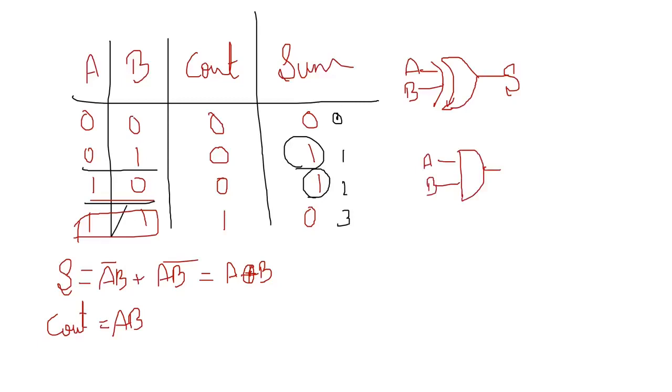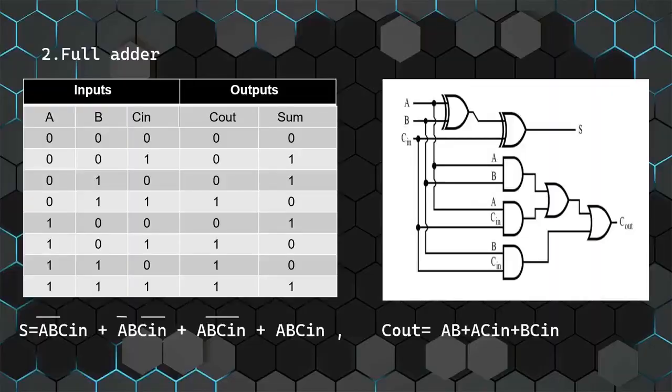Okay, so this is carry out. These are the two circuits for sum and carry out. Then we shall move on to full adder. This is the table for full adder. As I said, A, B, C in are the inputs, C out and sum are the outputs. This is the circuit. I'll be explaining how to write this table as well as the circuit.